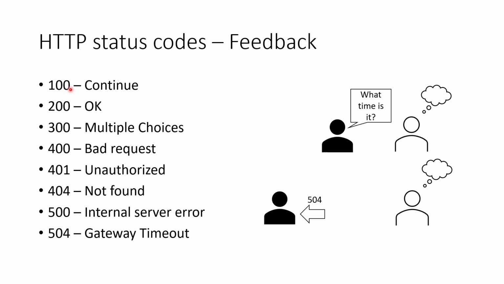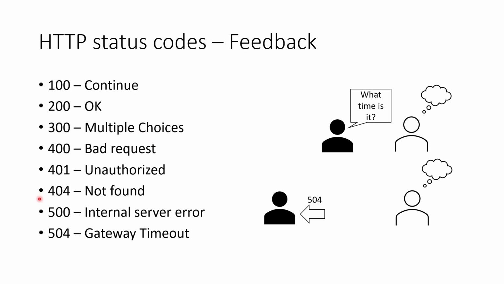So anything starting with a one in these HTTP status codes means it's just an informational status code. So continue means everything is going fine so far. Two is actually what you're looking for. Anything with a two means success. Three means that some further action is needed. So for example, in this case, the request wasn't specific enough or has led to two possible choices.